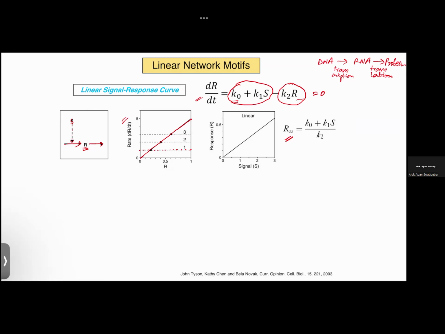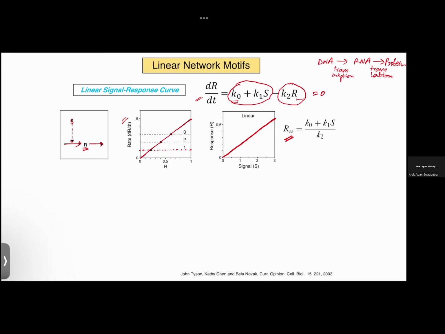It's simple. So, how does this protein level, which is called the response here, or you can think in terms of the steady state level of protein, vary with S? It's linear: K0 by K2 plus K1 by K2 into S, y equals mx plus c. If you want to think in terms of this drdt picture, at the point where K2R and K0 plus K1S intersect, that is the steady state, right?